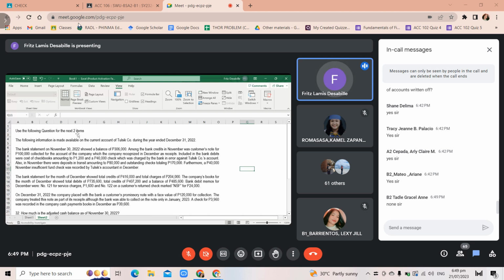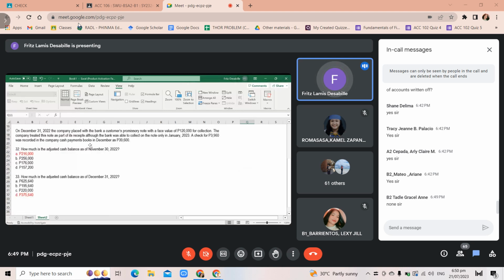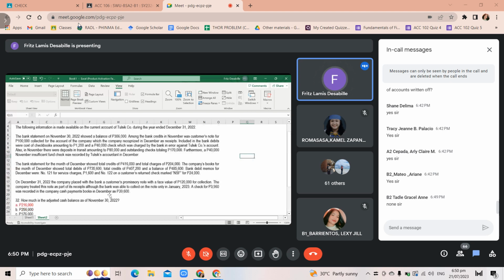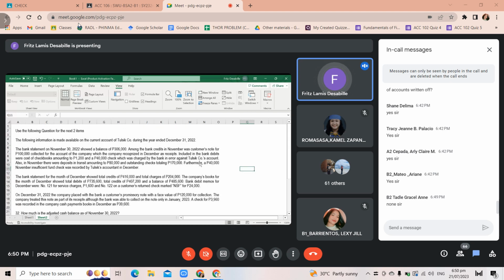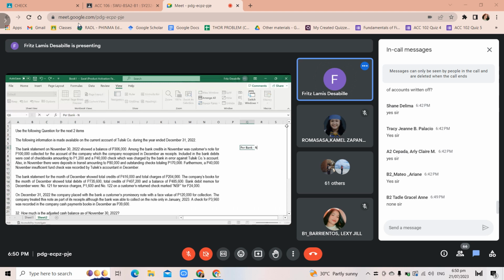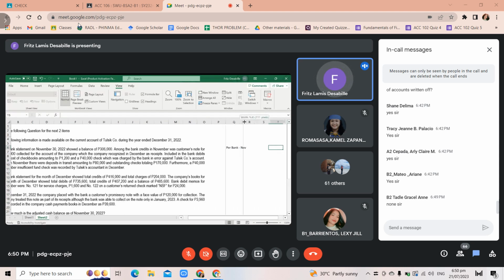The following information is made available in the current accounts of the company during the year ended December 31, 2022. The bank statement, so this is, I guess, proof of cash, no, kay adjusted balance beginning and adjusted balance ending. So the bank statement on November 30 showed a balance of 306,000 per bank.